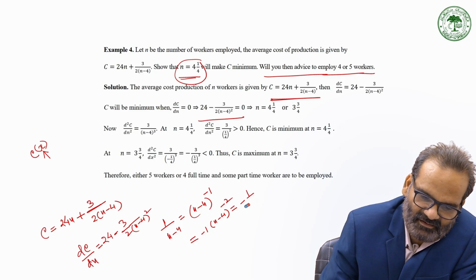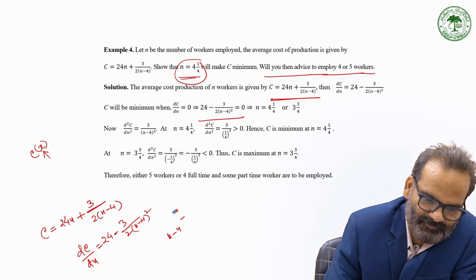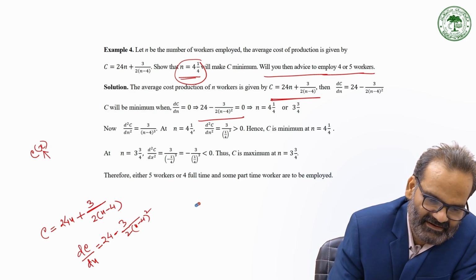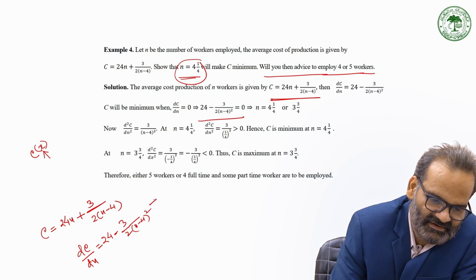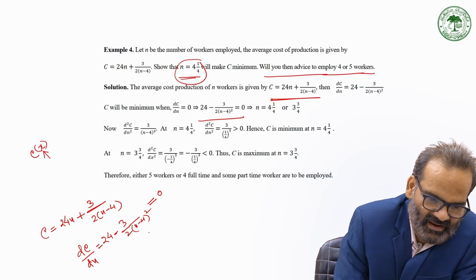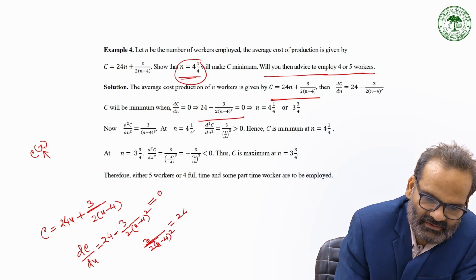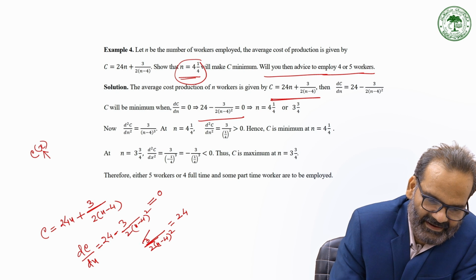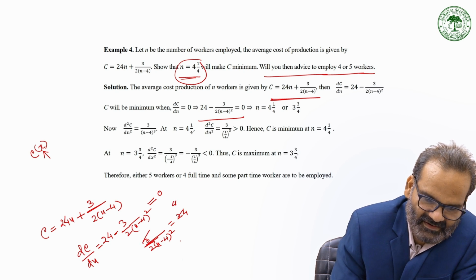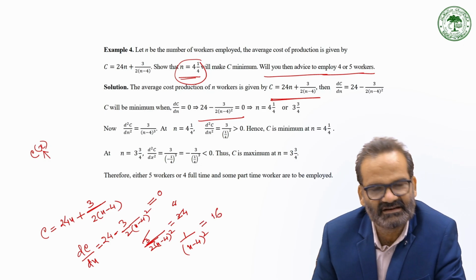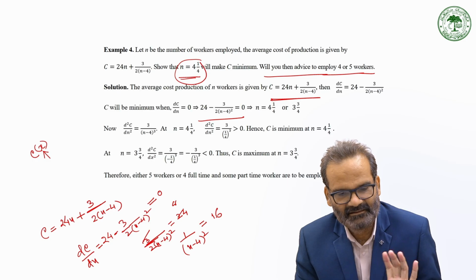And the condition is what? For finding out the stationary points, dc over dn should be equal to 0. So if this is equal to 0, what is the value of n? See, 3 upon 2 (n minus 4) power 2 is equal to 24, right? So 3 eights are 24. What are we getting here? 1 upon (n minus 4) power 2 is equal to 1 upon 16. Clear? Up to here, everything is clear.